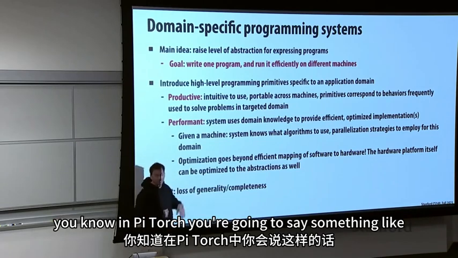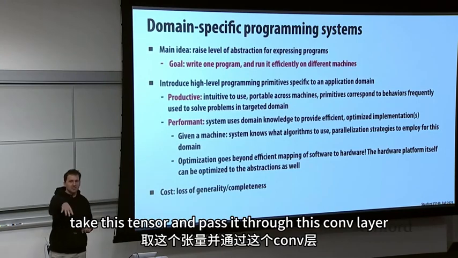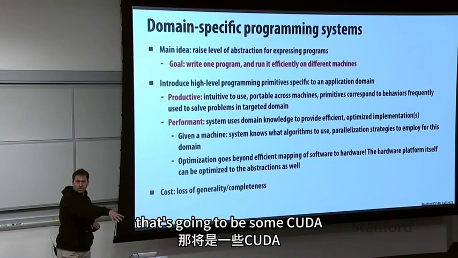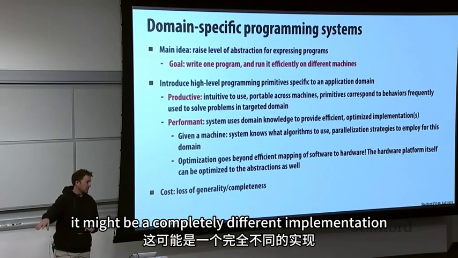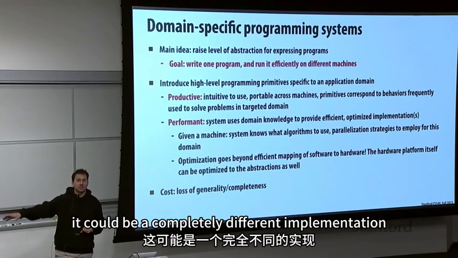In PyTorch, you're going to say something like, please take this tensor and pass it through this conv layer. And if you're running on a GPU, that's going to be some cuDNN implementation. If you're running on Intel, it might be a completely different implementation. If you're running on a Google TPU, it could be a completely different implementation.